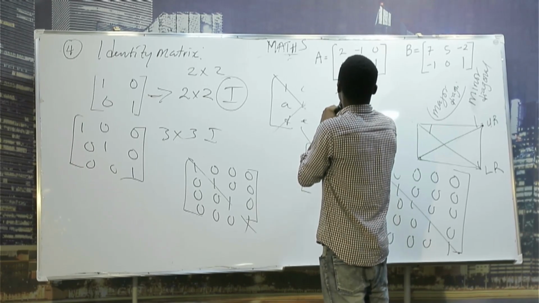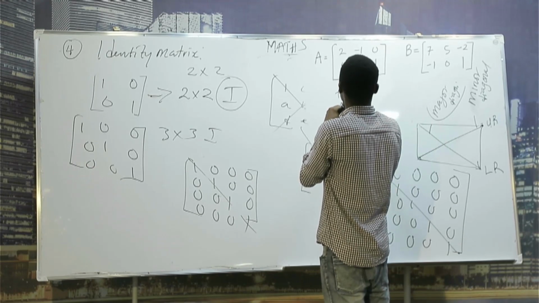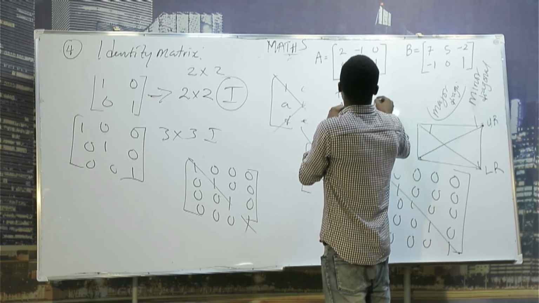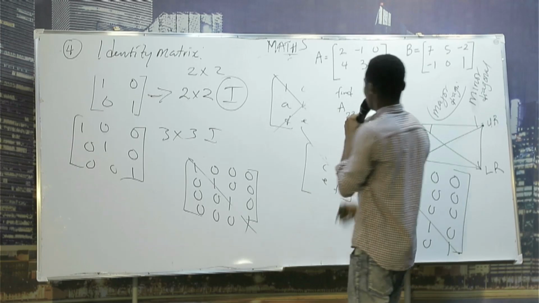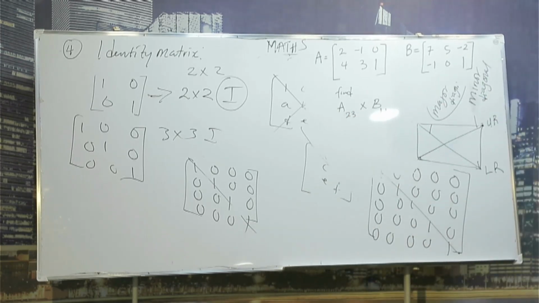A23 times B11. Can you solve that? Do you think you'll be able to do that? Oh yeah, try. Wait till we see the answer. You don't know how they got the 7. Say hi. Don't be shy.